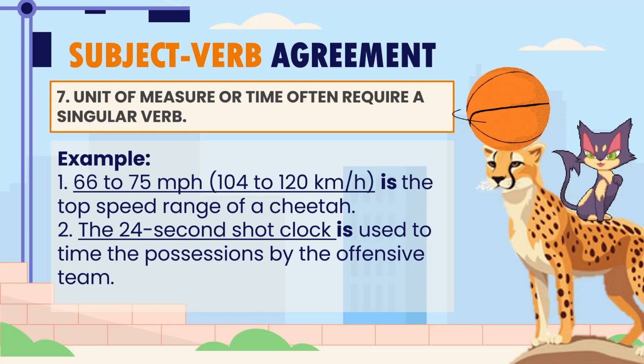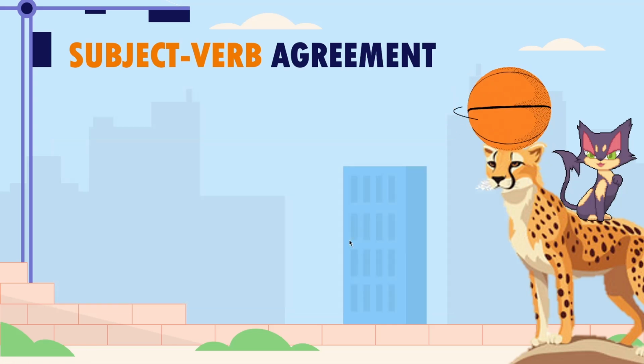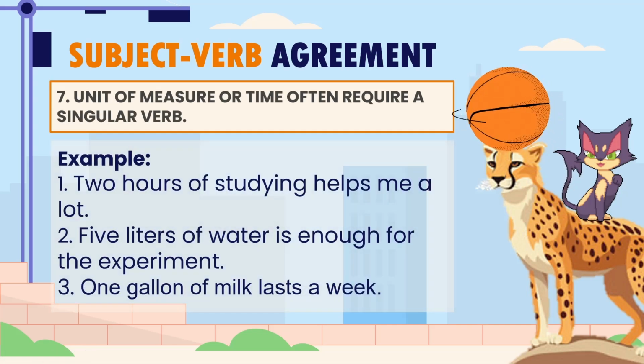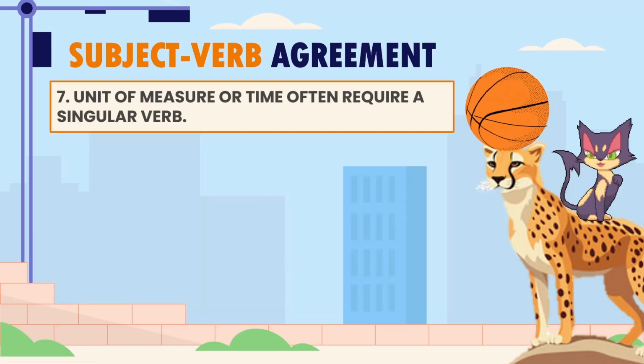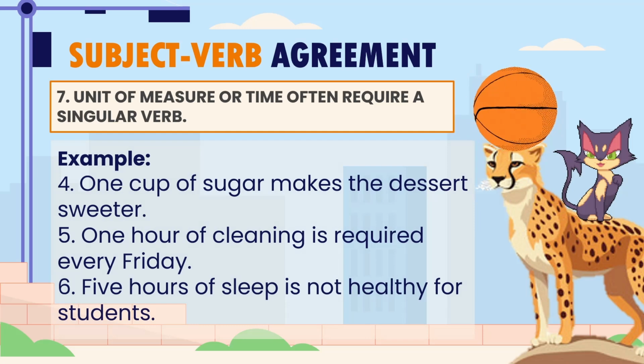ng singular verb. Okay? Another one, the 24-second shot clock is used to time the possessions by the offensive team. So as you can see, we use a singular verb. Okay? So for example, 2 hours of studying helps me a lot. So as you can see, we use our verb here, helps, and so helps serves as a singular verb. Another one, 5 liters of water is enough for the experiment. Another one, 1 gallon of milk lasts a week. Lasts. Okay.